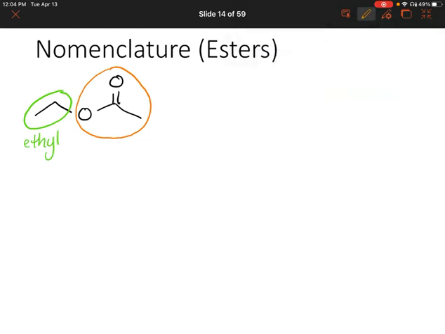Okay, and then we want to figure out what our original carboxylic acid was. Well, if we go backwards here and just add an H onto that O there, it looks like we started with acetic acid. And we'll talk about these reactions later on as well.